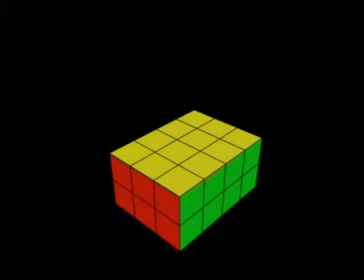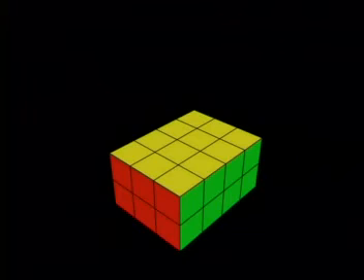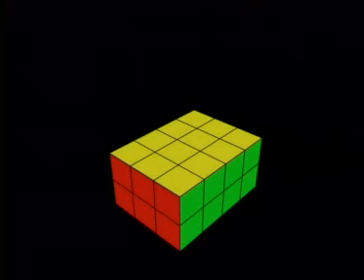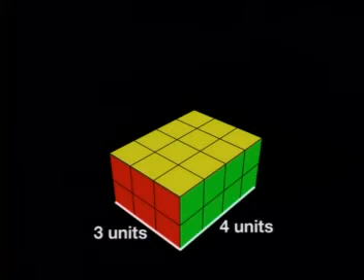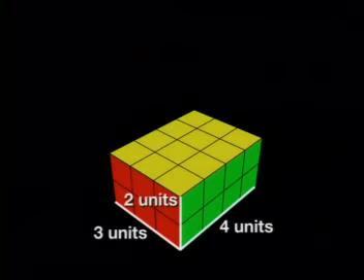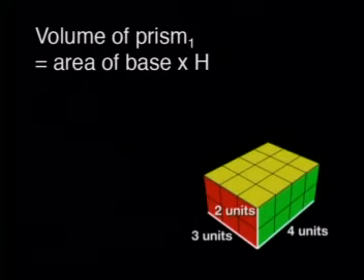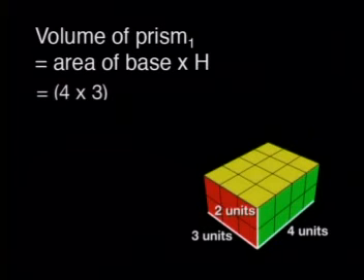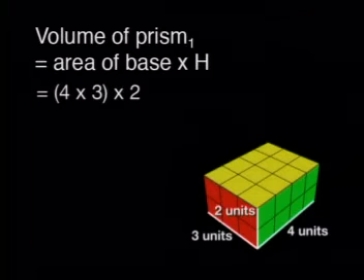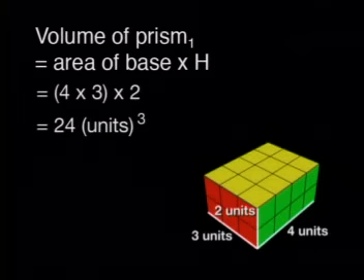This time we will work with a right rectangular prism. Again, we will choose easy numbers to work with. Here is a prism with a length of 4 units, a breadth of 3 units, and a height of 2 units. The volume of this right prism will be the area of the base, which is 4 times 3, times the height of 2. So it has a volume of 24 cubic units.